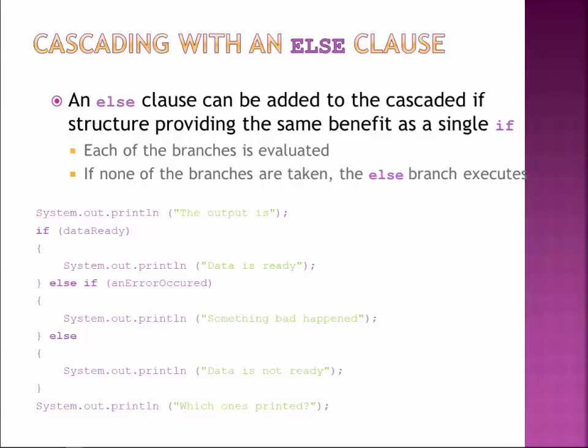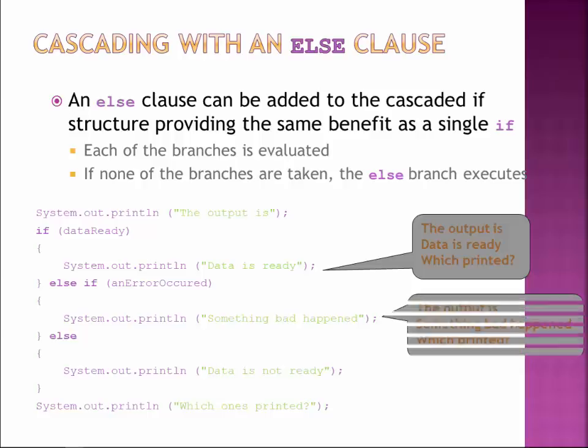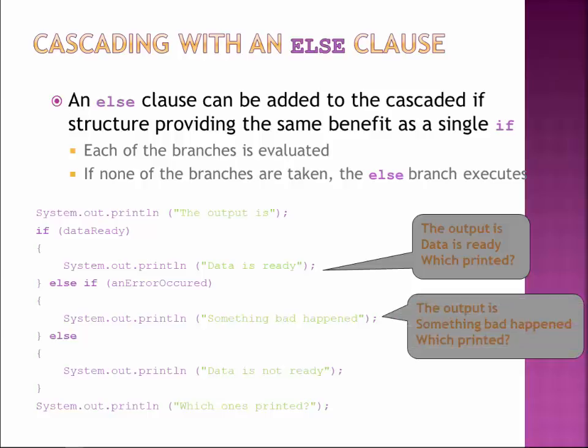And so if we look at the execution of this code here, if data ready is true, the output is data is ready. And then it jumps past the other two to the end, which one printed. If data ready is false, but an error occurred is true, then we print something bad happened and then jump to which is printed. If neither of those is true, if the data is not ready and the error didn't occur, then we always do what the else branch says. All right, that's the foundations of the if then else statement.